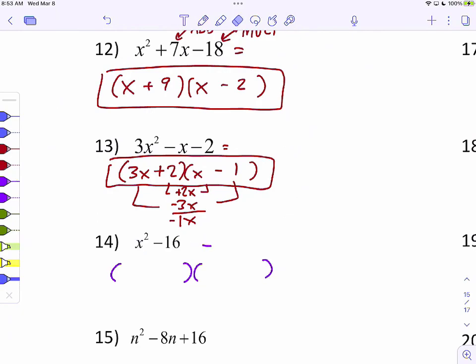You can yell it out. What's the answer to this one? Yeah, be careful about that. x plus 4, x minus 4. Just be careful on those.